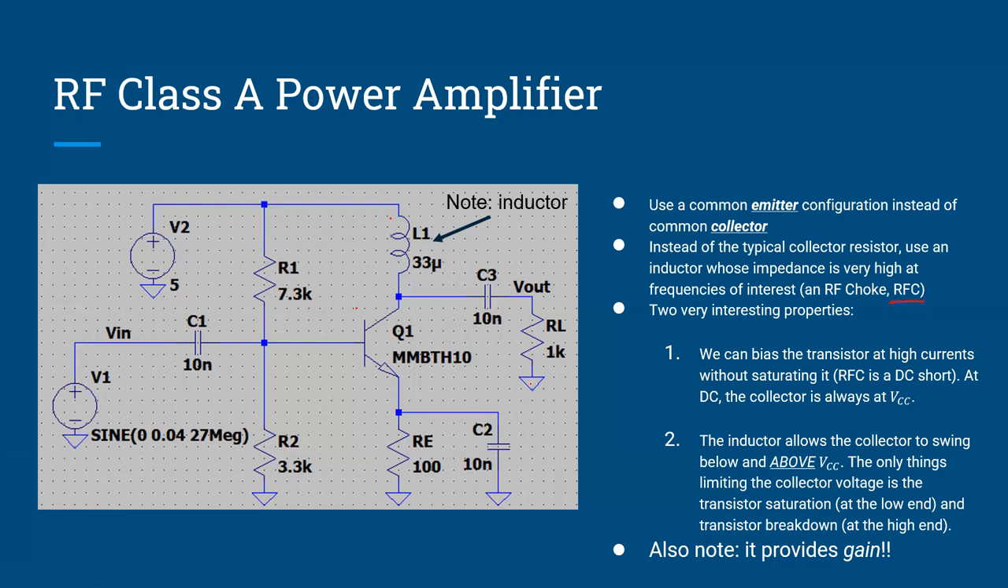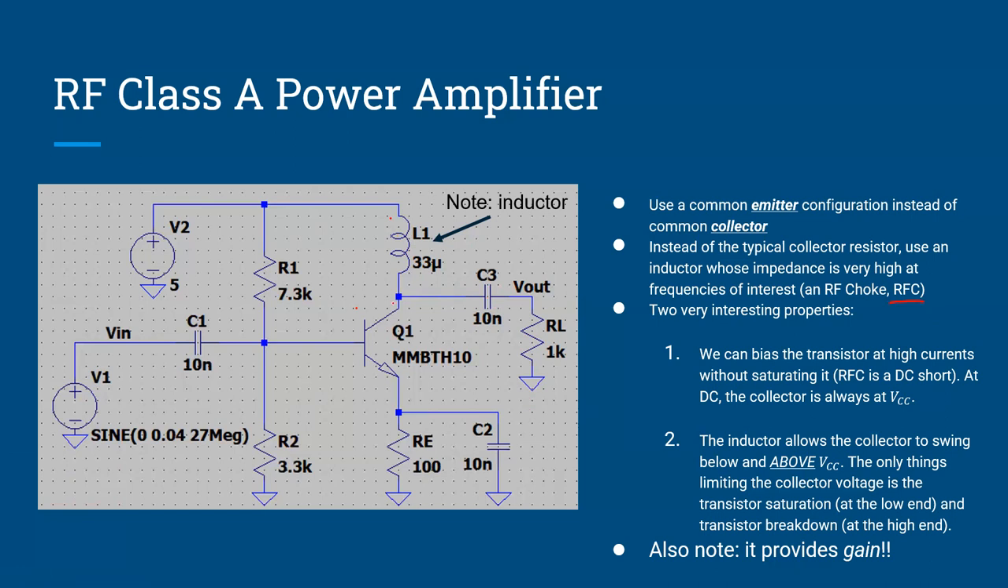And so what does that do? Well, we have this load here, the RL, that's AC coupled to the collector. That means this load is in parallel with this inductor, and because the inductor has a large reactance, it's basically just this resistor that has any important role here.